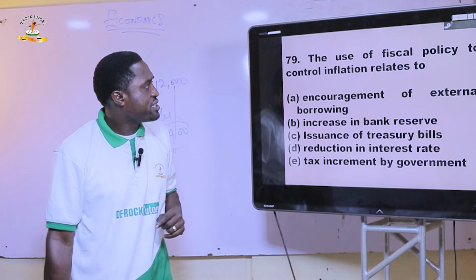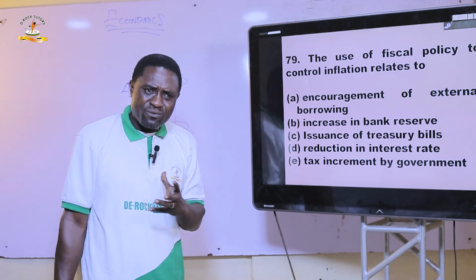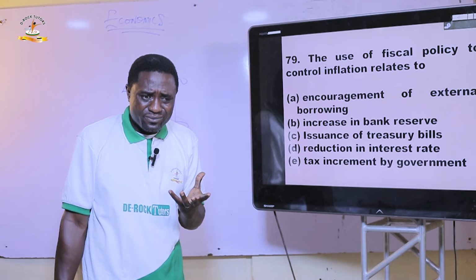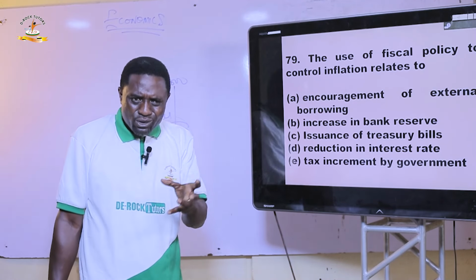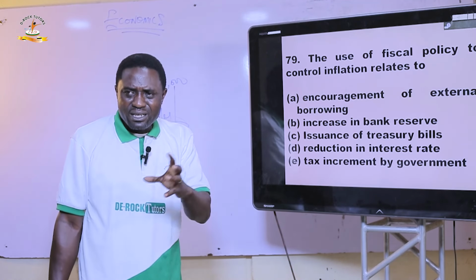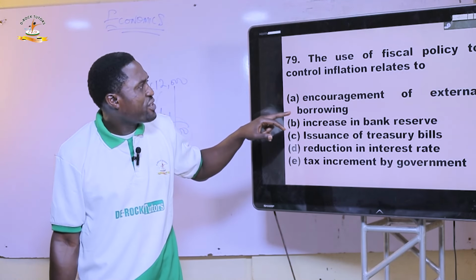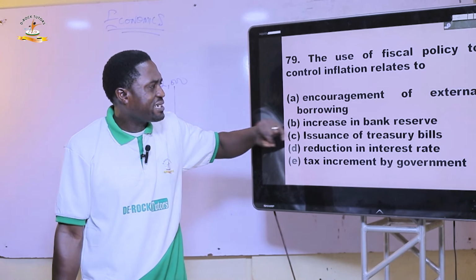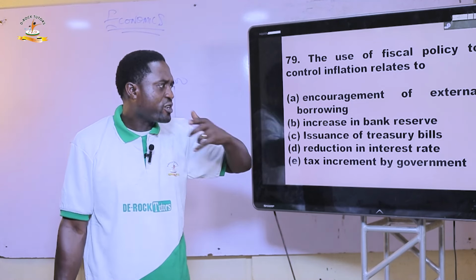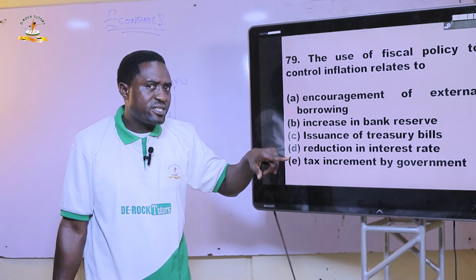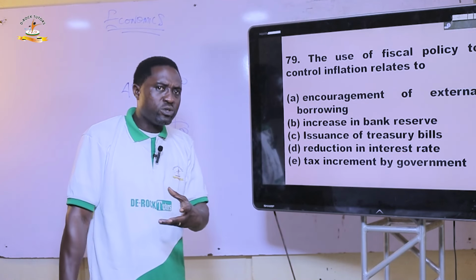Now, the use of fiscal policy to control inflation. What is fiscal policy? Fiscal policy in terms of government tax, in terms of subsidies. You understand? It can be used to control the flow of money in circulation. So, the use of fiscal policy to control inflation relates to encouragement of external borrowing, no. Increase in bank reserve, no. Issuance of treasury bills, no. Reduction in interest rates, no. Tax increment by government.